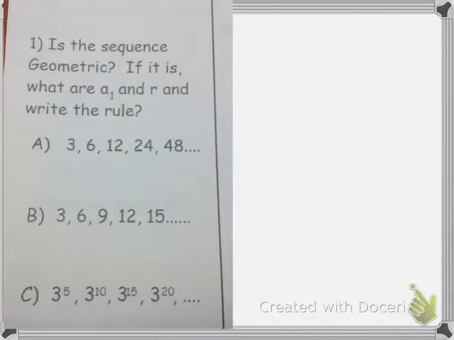So here the question is, for these three, is the sequence geometric? If it is, find A1 and R, and then I'm going to ask you to write the rule. For this first one, A sub 1 is always the first term, so that's going to be 3. What do I do to get from the first term to the second term? I multiply by 2 to get to 12, multiply by 2 again to get to 24, and 2 again to get to 48. So this is a geometric sequence, and my R is equal to 2.